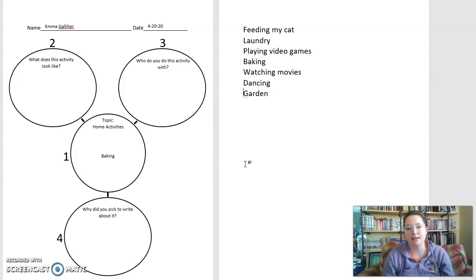After a student picks out what their small topic is and writes it into bubble number 1, we look over at bubble number 2. This bubble today says, what does this activity look like? So the student would think, or I would provide them with pictures about what that activity would look like. What are some items you use when you do that activity? Where do you do that activity at?